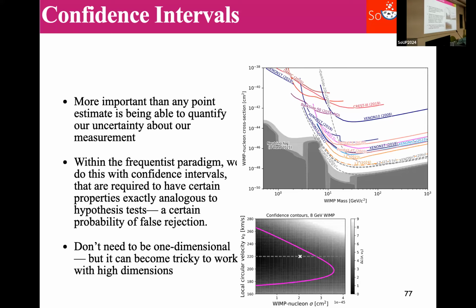These are very similar to hypothesis tests in that they're defined in a way to say that some portion of the time we will not reject H0, or some portion of the time we will not reject a certain signal. And so there is a certain probability of false rejection. These don't need to be one-dimensional, although they very often are presented this way. So this is one cross-section, and they're all just lines. And they say we can't exclude signals down here. But they can also quite often be two-dimensional. And in principle, many of them are projections of having profiled out many of these uncertainties or set them to some base value.